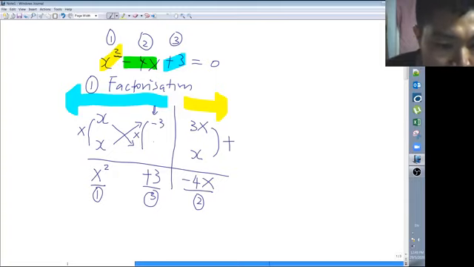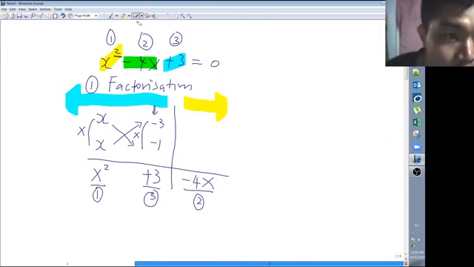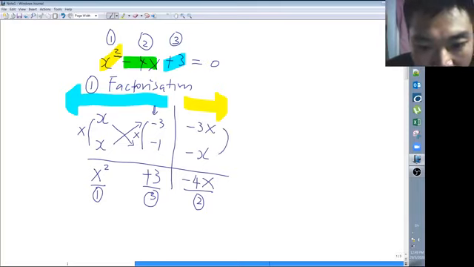So what you need to do is change to another combination. Another combination is minus 3 and minus 1. When you change it, you also need to erase this. Now let's take a look once again. x times minus 1, you will get minus x. x times minus 3, you get minus 3x. When you add these two together, you will get minus 4x. So over here is valid, and your factorization is successful.